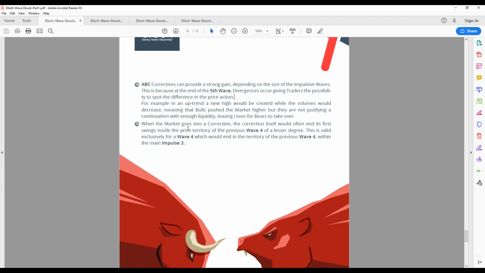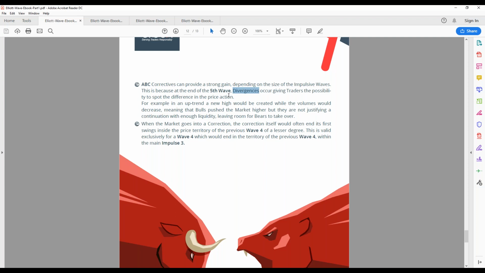Now, let's say, yeah, at the end of the fifth wave, right? Wave ABCs, and this is important because at the end of the fifth wave, the most valuable thing that a technical trader would actually have would be a divergence, right?